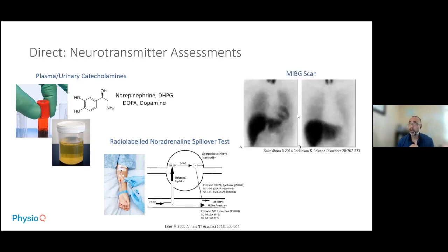Or you could do what's called an MIBG scan. You inject this radionuclear or radiolabeled chemical compound called MIBG. It gets absorbed in the sympathetic nerves. And this is an image of a person who is normal or healthy. And you can see that the MIBG accumulates in the heart. A lot of it accumulates in the liver. But a person with an autonomic nervous condition has no absorption of this into the heart. So it indicates that basically there's hardly any active sympathetic nervous system in the heart for this individual.